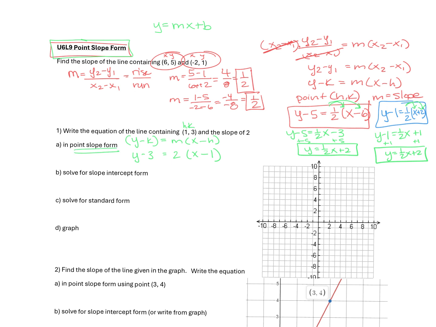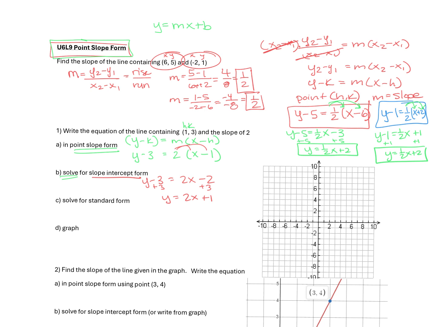So now it says to solve for slope-intercept form. So let's do that. Let me do that in a different color. I'm first going to distribute this 2 to get y minus 3 equals 2x minus 2. I'm now going to add 3 to both sides to get my y by itself. And I get y equals 2x plus 1. So this would be my slope-intercept form.